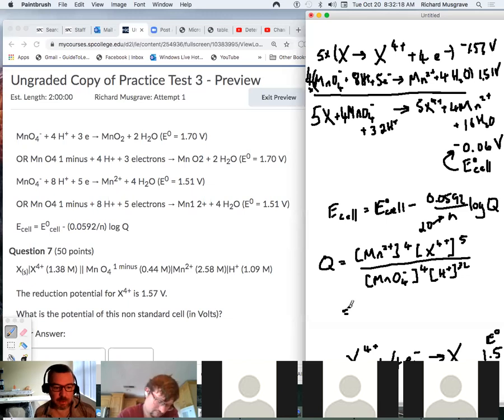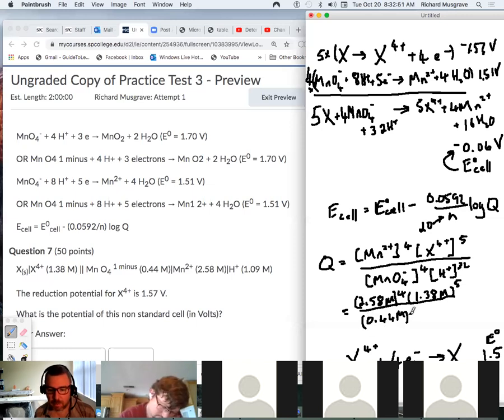And then we can substitute in our values here. We've got Mn2+, that's 2.58, and that's to the 4th. And then we've got the 4+ ion, that's 1.38, and that's to the power of 5. And then you've got MnO4-, that's 0.44, and that's to the power of 4. And then you've got H+, which is 1.09, and that's to the power of 32.